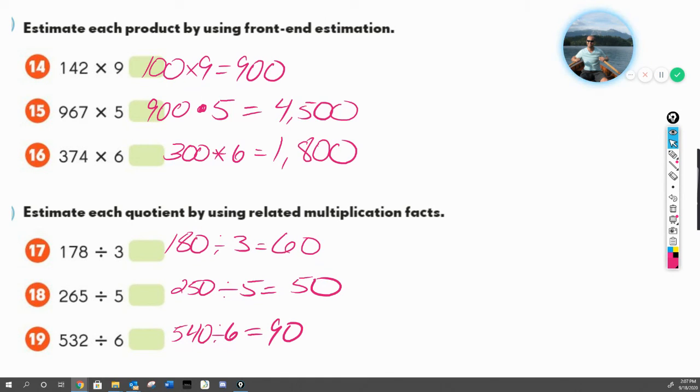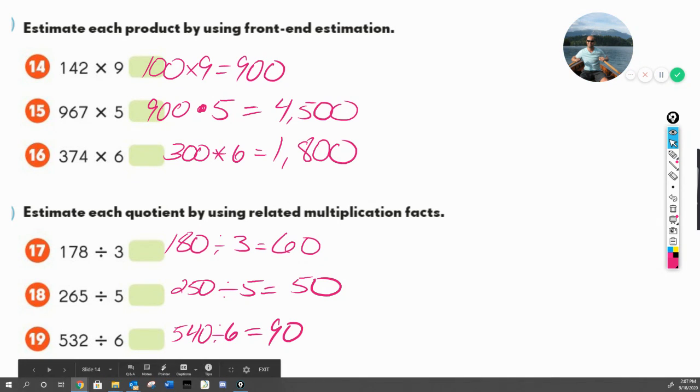Down here, I didn't do 200 divided by 3 because 200 and 3 aren't really compatible. Kind of look at these first 2 digits, and I know that 17 is close to 18, so that's how I got 180 divided by 3. And down here, 265 divided by 5. I went to 250. You also could have gone up to 300 divided by 5 to get 60. Either one of those would have been reasonable because we're rounding. We're estimating. We're not exactimating. And then finally, 532 divided by 6. You could have taken that to 600, or you could have done the 540 by 6. Either one of those is totally workable.